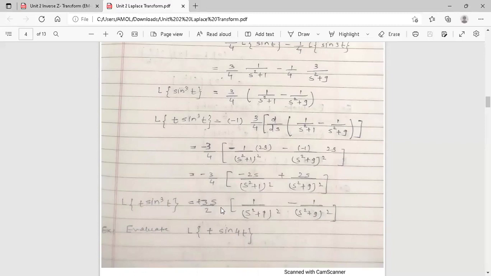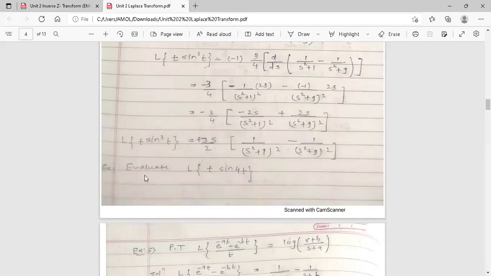It is 3 by 2, that 2s is common from the bracket. 2s is common, so 2 to the 4. After simplification, it is 3s upon 2. We have taken the minus sign also common. So this is your answer after taking minus 2s common. This is the Laplace transform of t into sine cube t. Okay.